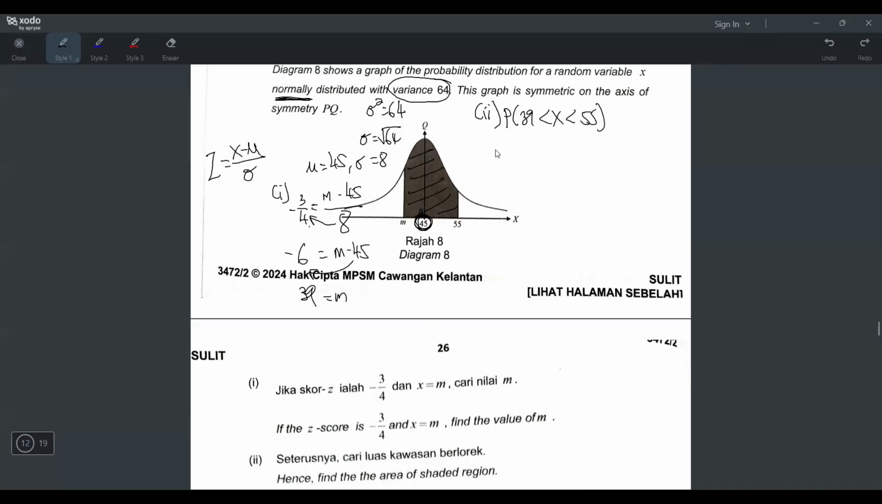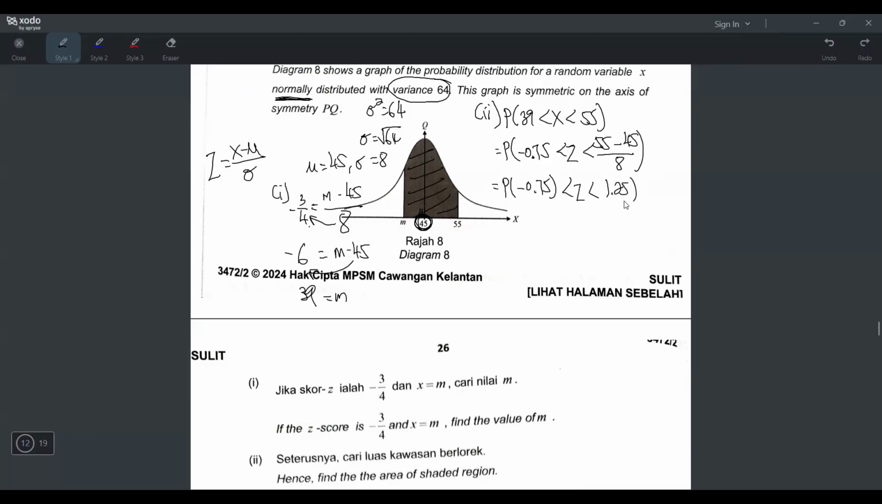But before we look at the Z value table, you need to convert to Z first. The formula is x minus mean divided by standard deviation. But we already know the Z score for m, 39, is negative 3/4, which is negative 0.75. So we don't have to waste time, just write it. And then 55 also has to change to Z. So we minus the mean, which is 45, and divide by the standard deviation, 8. Now you get P of negative 0.75 less than Z less than this. What is 10 divided by 8? 1.25, right? So you just write 1.25.